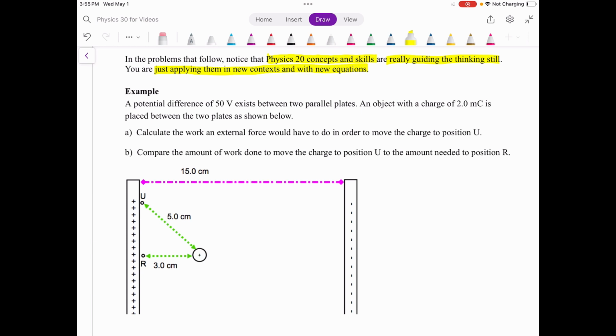So let's try this one out. So a potential difference, what's another word for that again? Voltage, right, of 50 volts exists between two parallel plates.